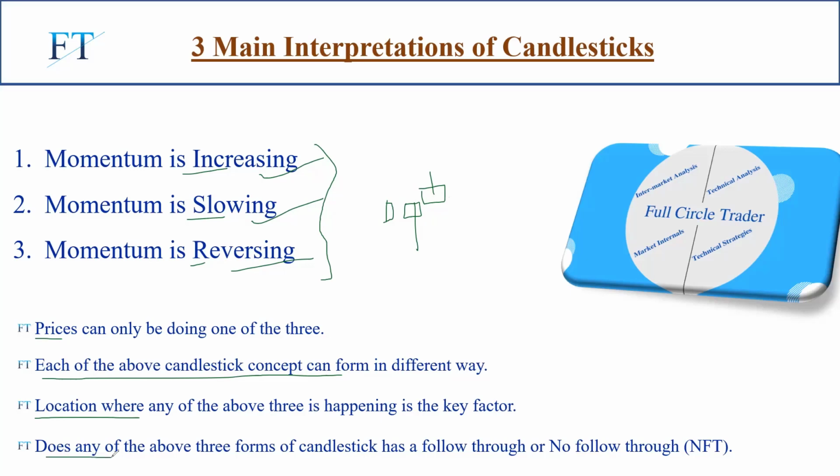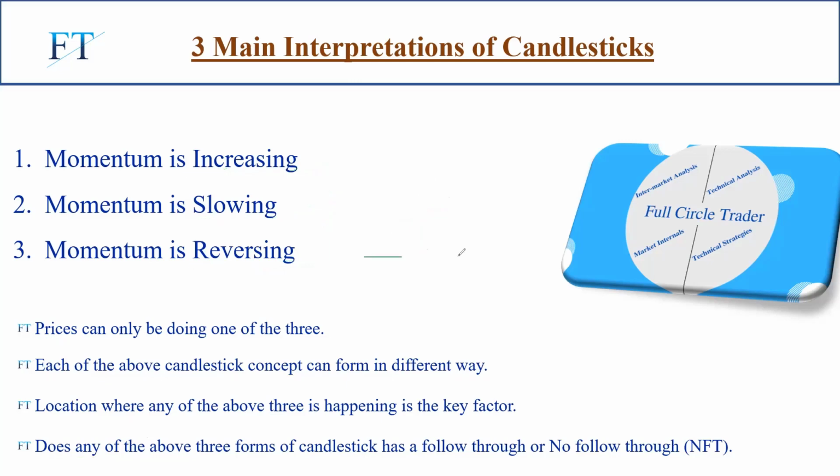Then we have another very important point here: does any of the above three forms of candlestick have a follow through or no follow through? This is so important that let's just understand. Let me just clear this up. So let's understand that we have a support zone here, and the market was in a downtrend, but as it hit the support, we have a big wide range bar, a green wide range bar here, that has taken out the high of multiple red bars here, right?